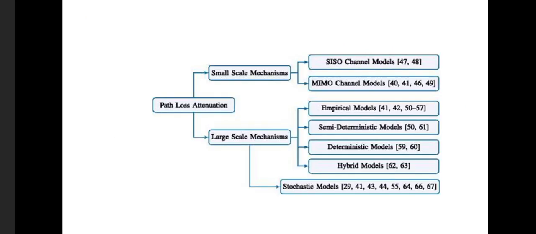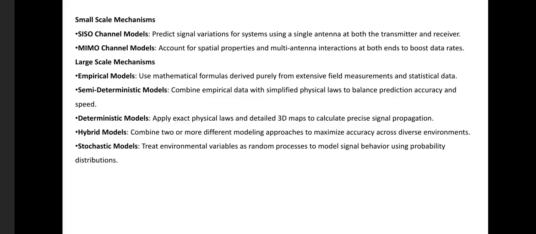And in this slide we are going to see different types of attenuation. It is mainly small scale and large scale. In small scale we can see the single input single output channel model and the multi input multi output channel model. In large scale we can see the empirical model, semi deterministic model, deterministic model, and hybrid model. And for large scale mechanisms, we can use the stochastic model.